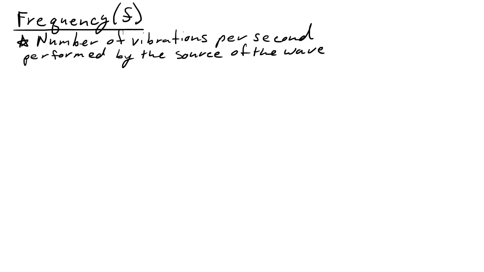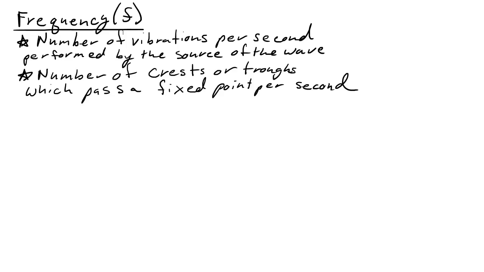The next two terms which are important for you to understand are frequency and period. These two terms are related, and they're very similar to what you learned about oscillations. The frequency is the number of vibrations per second performed by the source of the wave. You could also think about it as the number of crests or troughs that pass through a fixed point per second. The unit that we measure frequency in is the hertz, which is equivalent to just something happening per second.